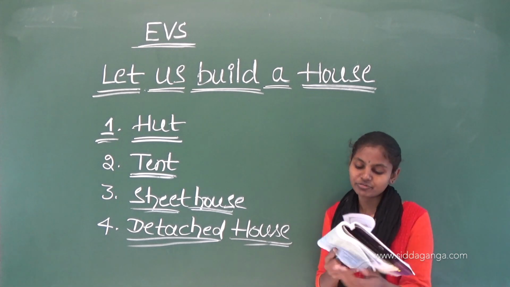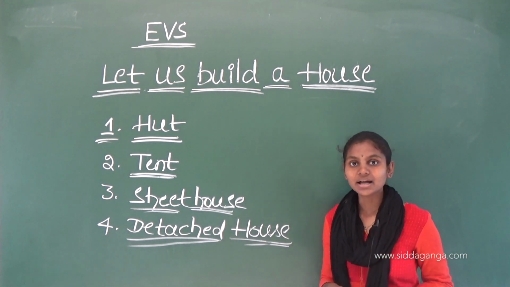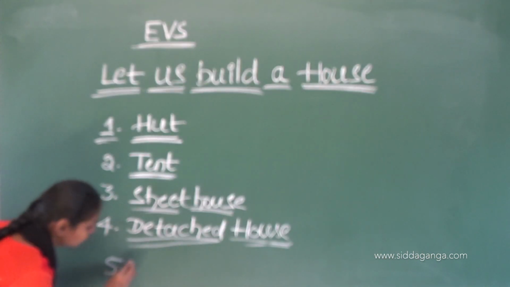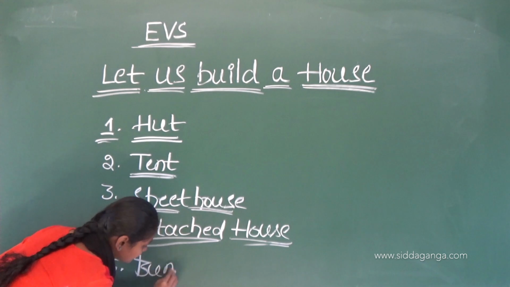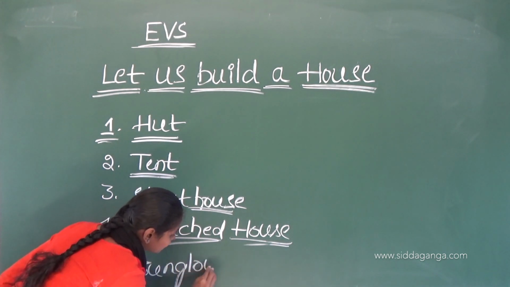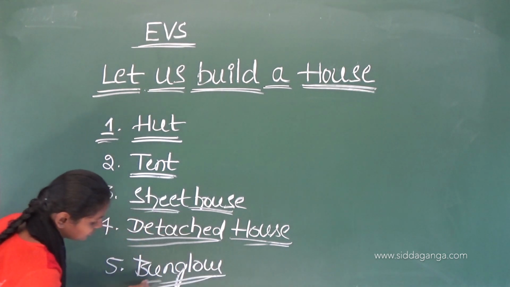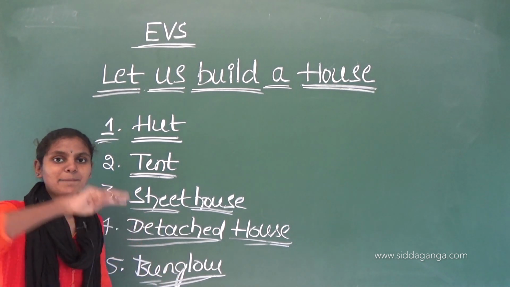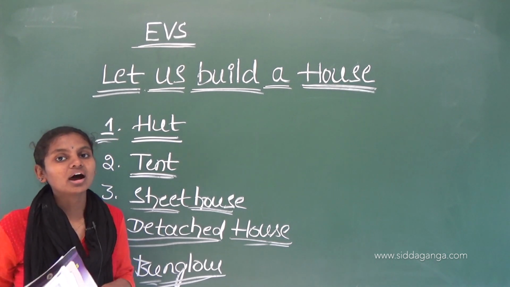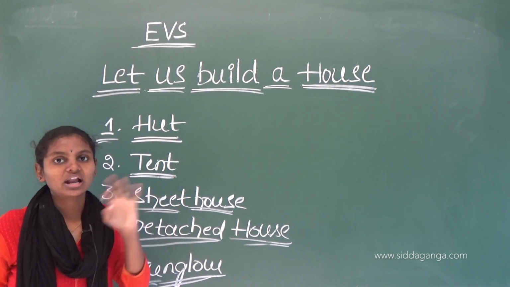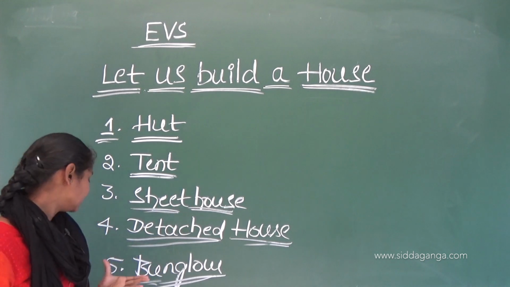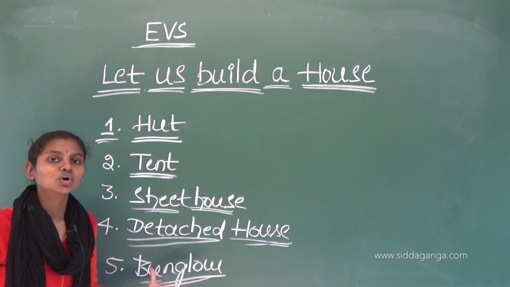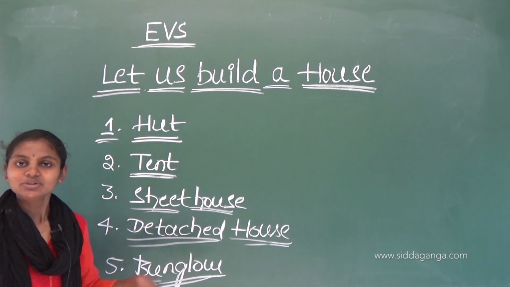And next move on to the fifth picture, that is bungalow. What do you mean by bungalow? Bungalow is a house which is like a palace. We all love that bungalow. So the fifth picture is bungalow. You have to write bungalow in the space provided below that picture.